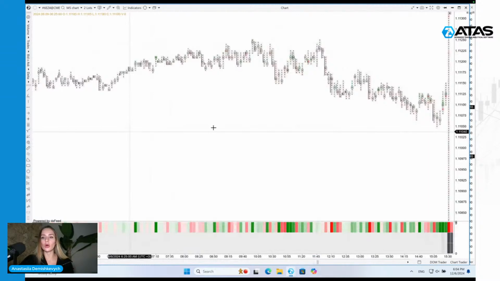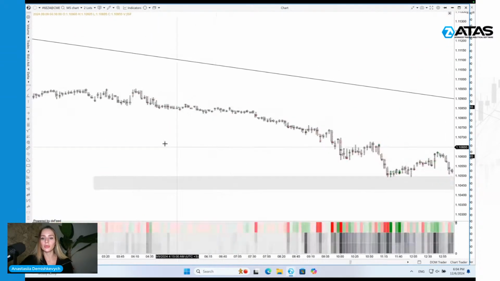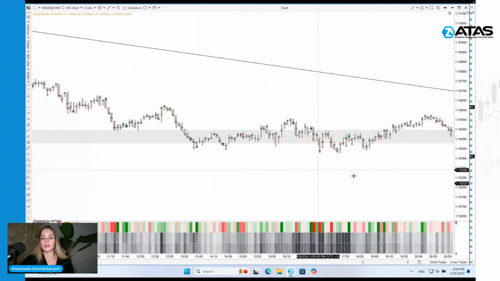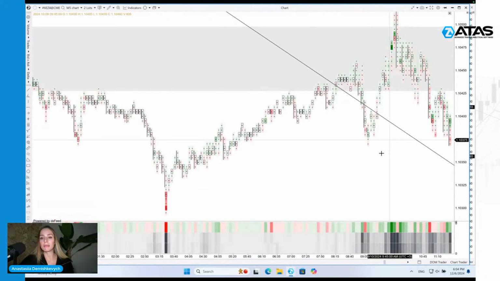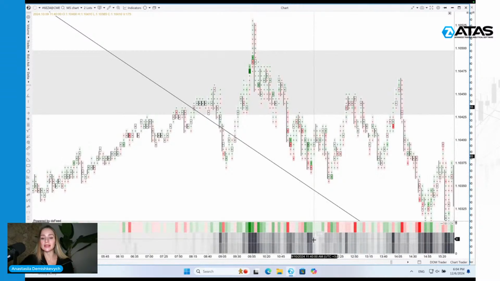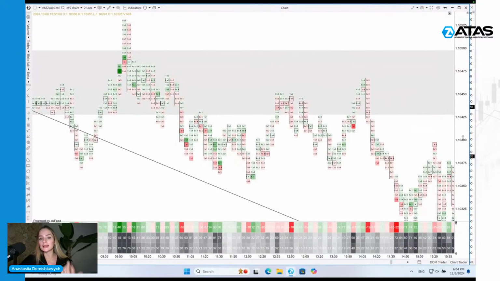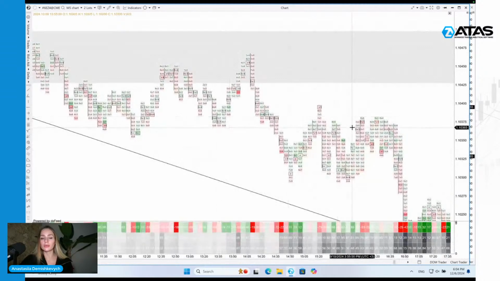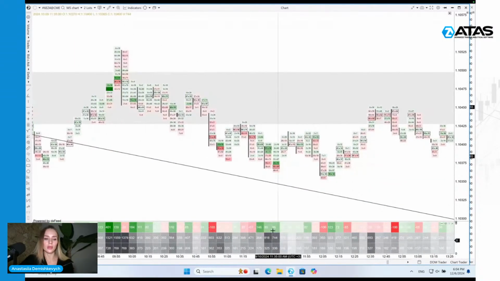So the footprint for me always plays the role of an extra confirmation, which makes my trades more confident and my entries better. Instead of guessing if the price is going to reverse or not, I'm going to immediately see the market reaction, and this increases your potential win rate as well.